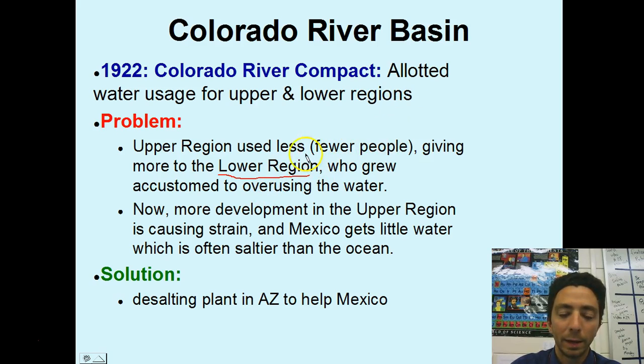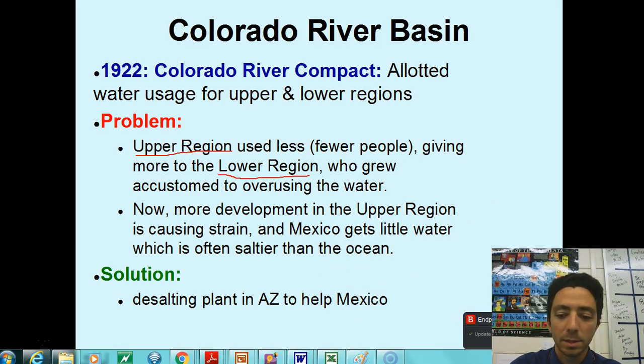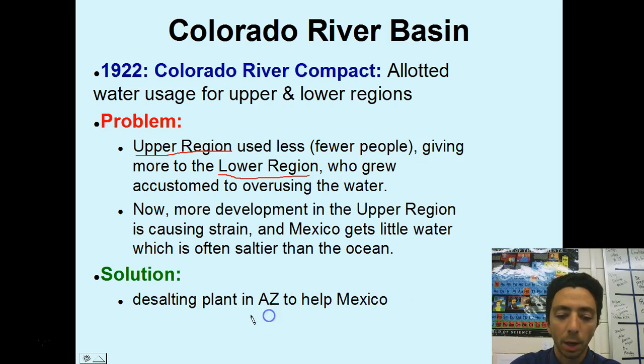And now that we've got more people living in the upper region, it's creating strain or pressure on the lower region, because if we withdraw too much early, before the water gets to them, there's nothing left behind. And this is especially the case down in Mexico, where the water does not reach anymore. It's just a bare trickle down there.